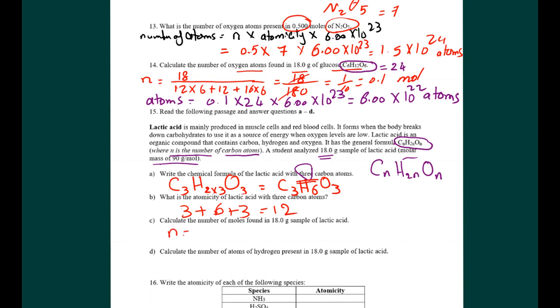Calculate the number of moles found in 18 gram of the sample. Number of moles N equals mass divided by the molar mass. The molar mass is already given here, equals 0.2 moles. The number of atoms of hydrogen in the formula: the number of moles multiplied by the number of atoms in the formula, which is 6, times Avogadro's number.